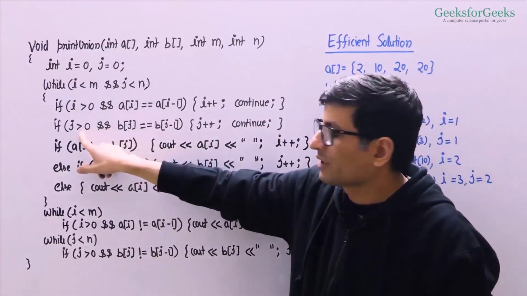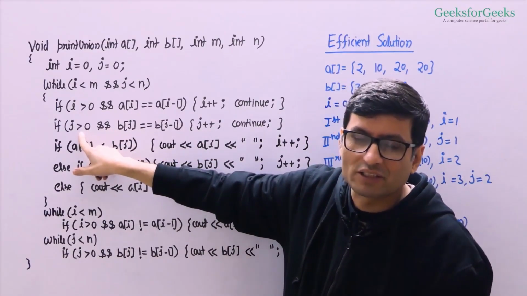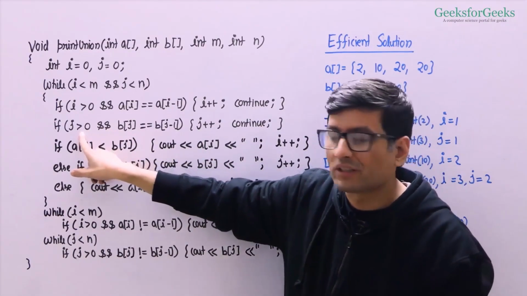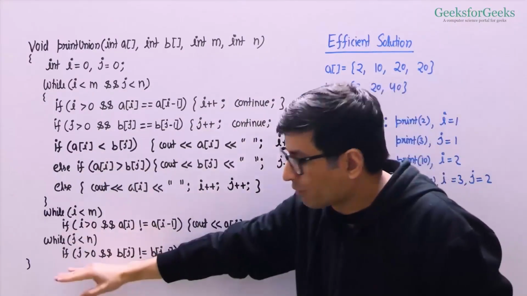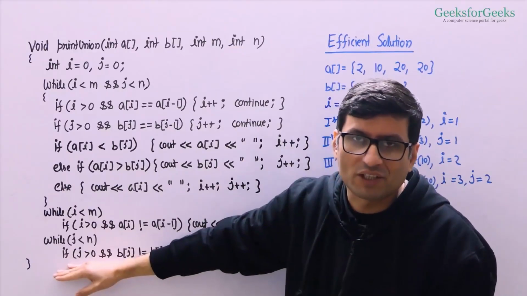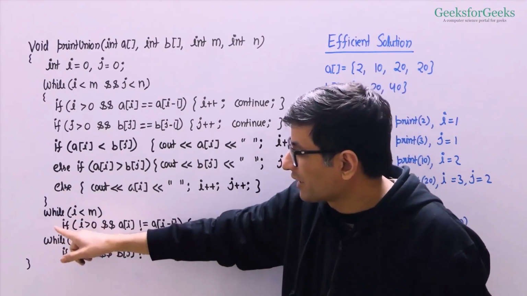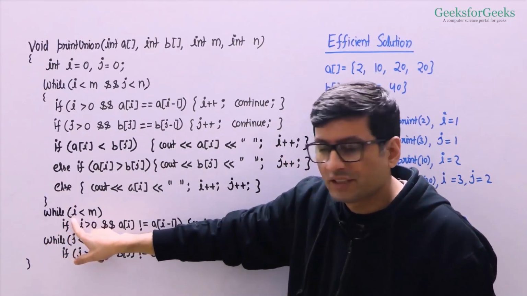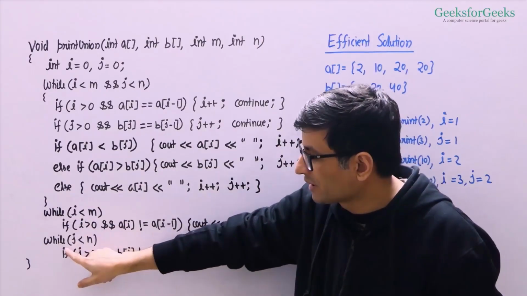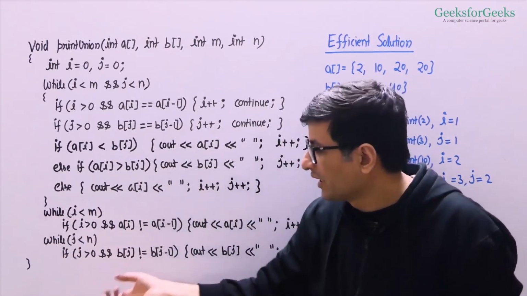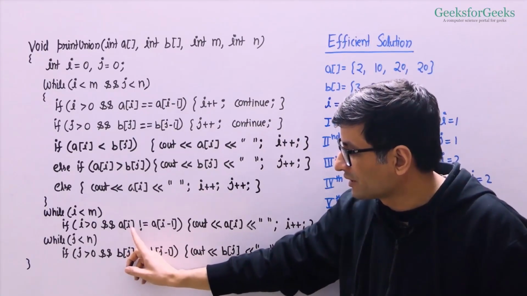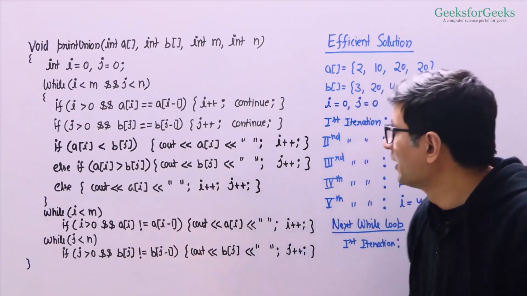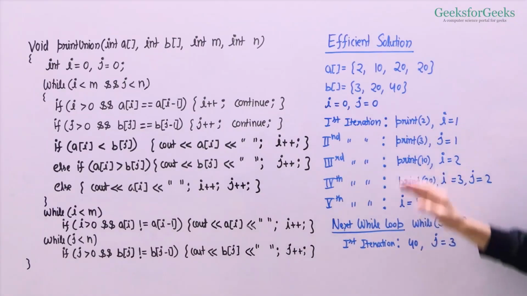And same is the case for array B, right? If the current element is same as the previous, ignore it. After we come out of the loop, we have two more while loops like we have in the merge function of merge sort, right? If there are elements left in the first array, then process them. If there are elements left in the second array, process them. And again, before processing them, we need to ensure for every element that this is not same as the previous element, right? So let's do a dry run of this for this example.